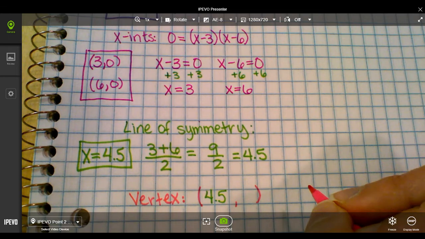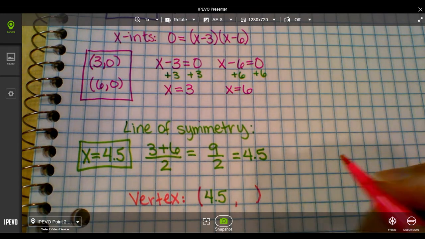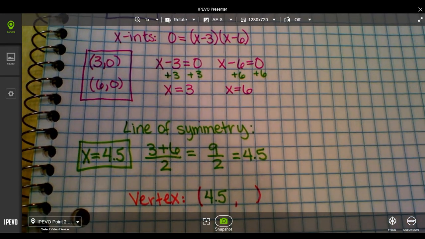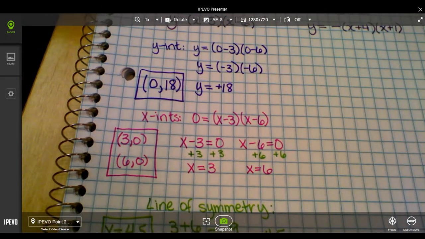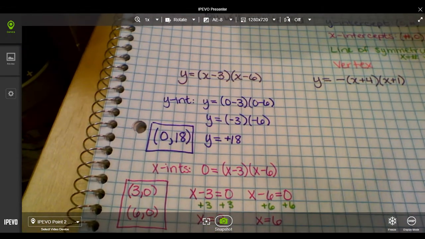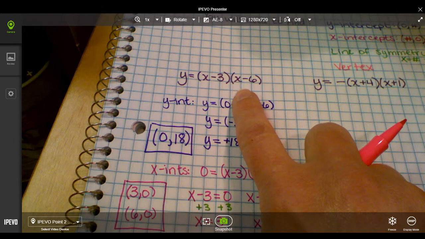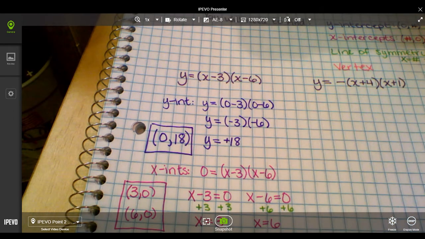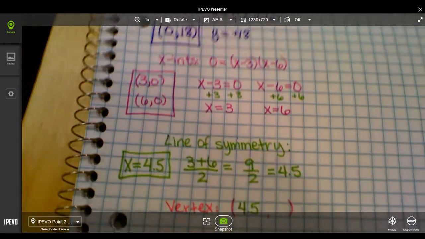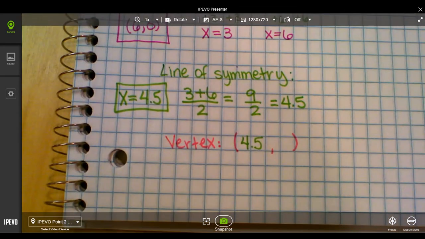What do I do whenever I know an x value and I need to solve for my y value? I just plug it into the original problem. And the fact that the original problem looks like this, that's okay. I can still plug in my 4.5 in for both of those x's. So what is that going to look like? Let's go back down here.